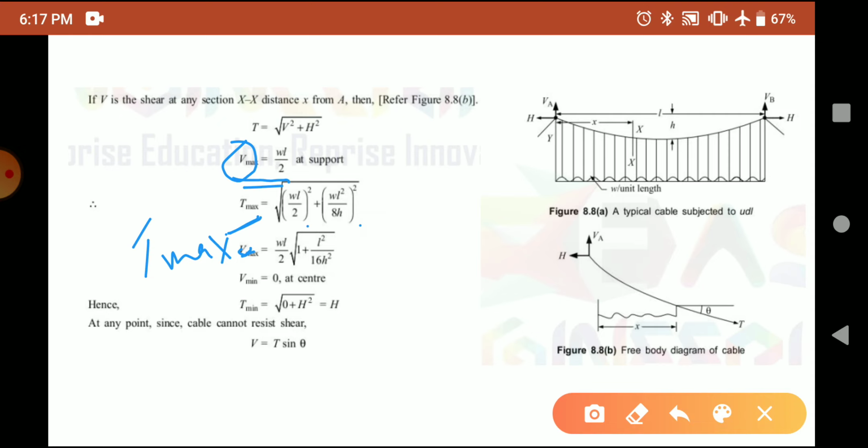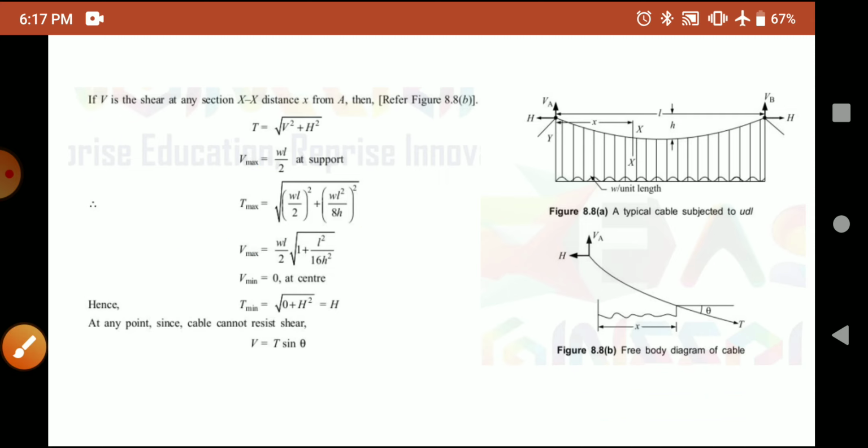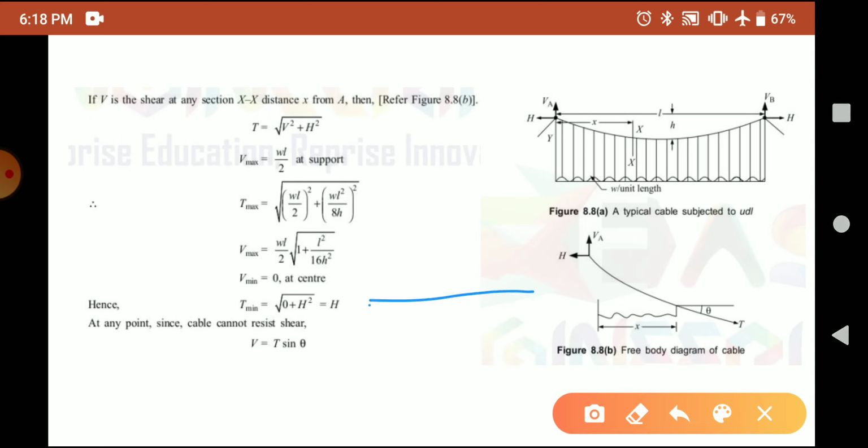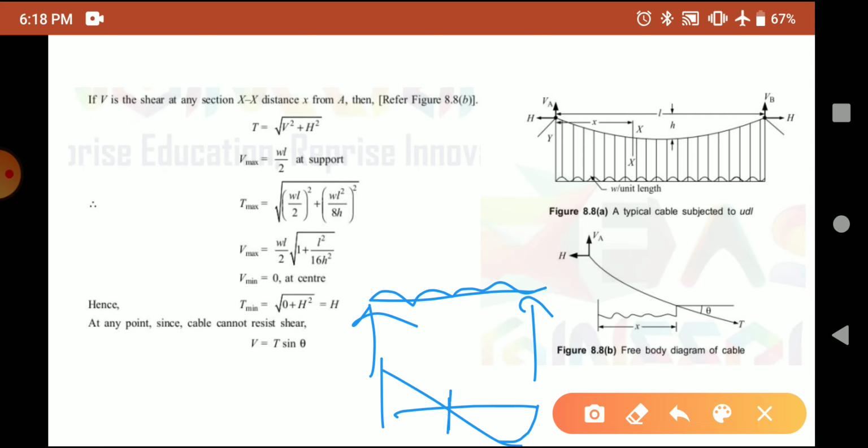Now, what will be the minimum tensile force exerted? The minimum tensile force will correspond to the minimum vertical force exerted on the cable. Where will we have the minimum vertical force? Definitely it will be at the center. How do we know that? We have learned the bending moment diagram and shear force diagram of a simply supported beam, in which the shear force is 0 at the center. So V minimum will be 0 at the center, right?